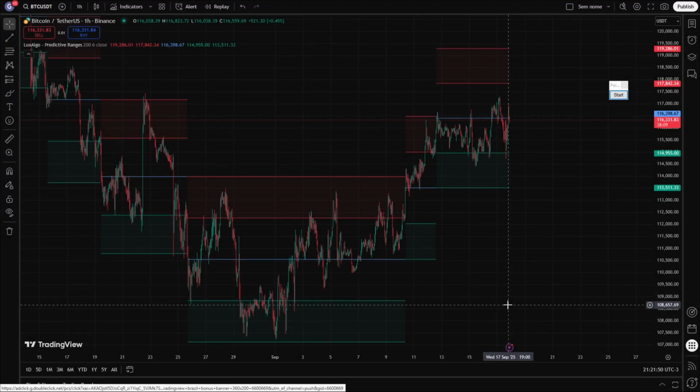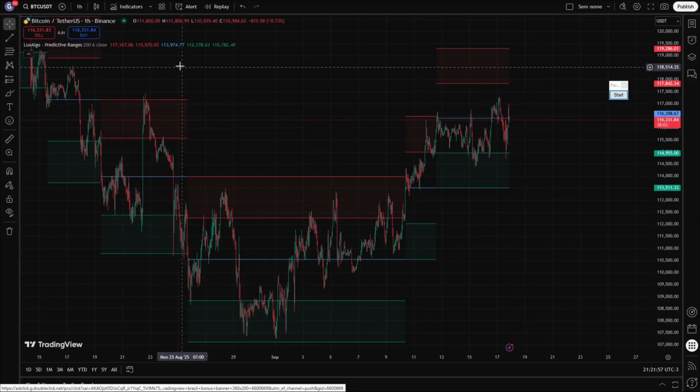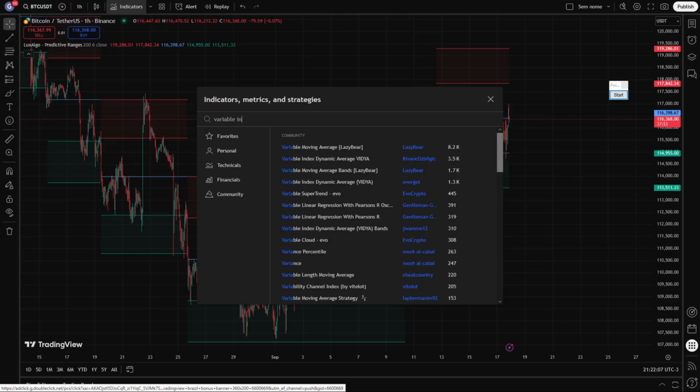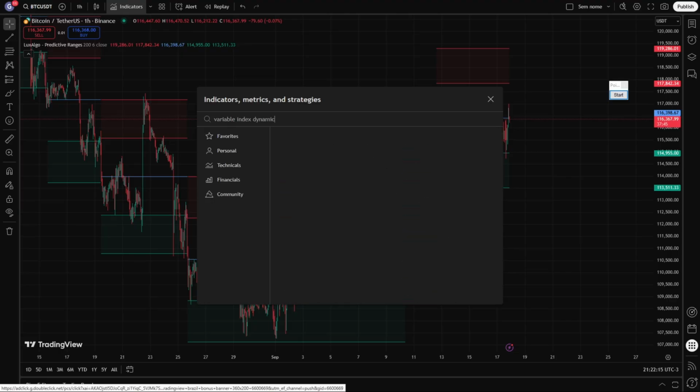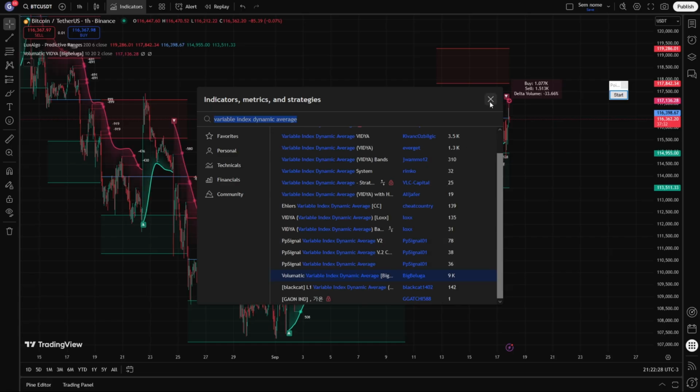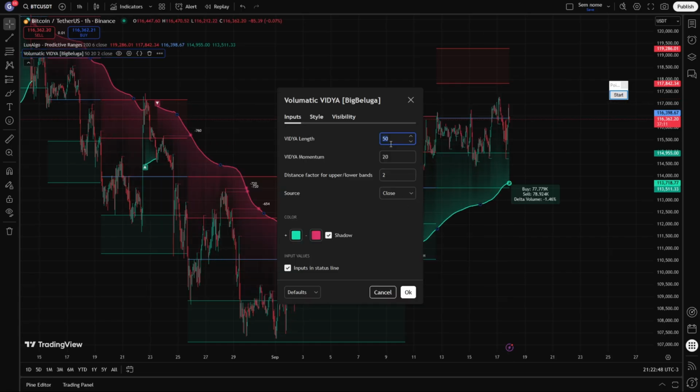For this strategy, we will be utilizing the Vidia indicator, the variable index dynamic average created by Big Beluga. We're going to come back here again to the indicators section, and we will be looking for the variable index dynamic average. It's the variable. And then we need to look for the Big Beluga version, which is this one down here. Let's add it to the chart. And here in the settings, I like to use this one. In the first period, 50. Then below 20 and the distance here, 2.